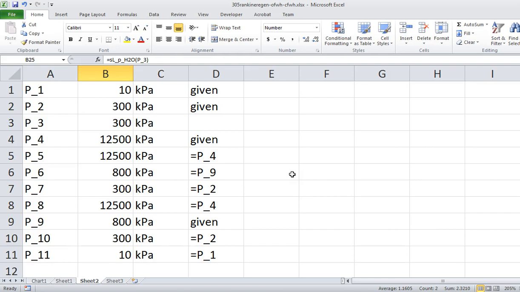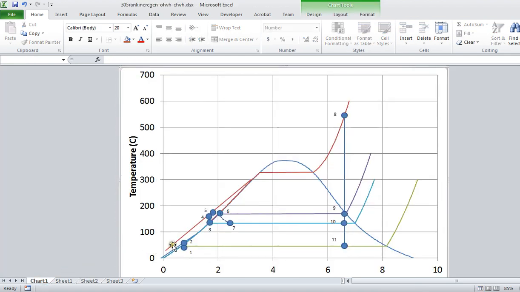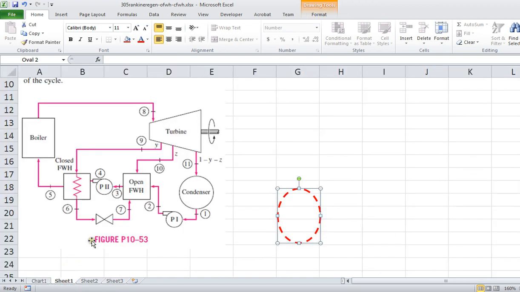But these pressures, again, just all of the states that are on the same line in the TS diagram, that is on the same pressure line in the TS diagram. 4, 5, 8, they're all the same pressure. 2, 3, 7, 10, they're all the same pressure. 6 and 9, they're the same pressure, and 1 and 11 are all the same pressure. And likewise, you can see that from the hardware schematic. Everything that's connected to the same device where they have common communication of fluids, then they're all the same pressure.